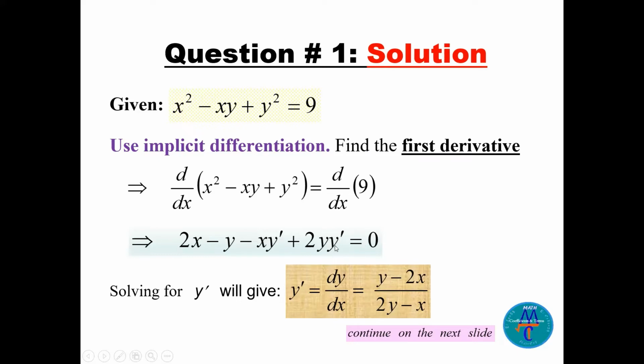So let's take y prime as a common factor here. Inside we will have 2y minus x. Move this 2x minus y to the other side, and it becomes y minus 2x. So y prime will be y minus 2x divided by 2y minus x. Y prime is the same as dy over dx. Let's continue on the next slide to find the second derivative.